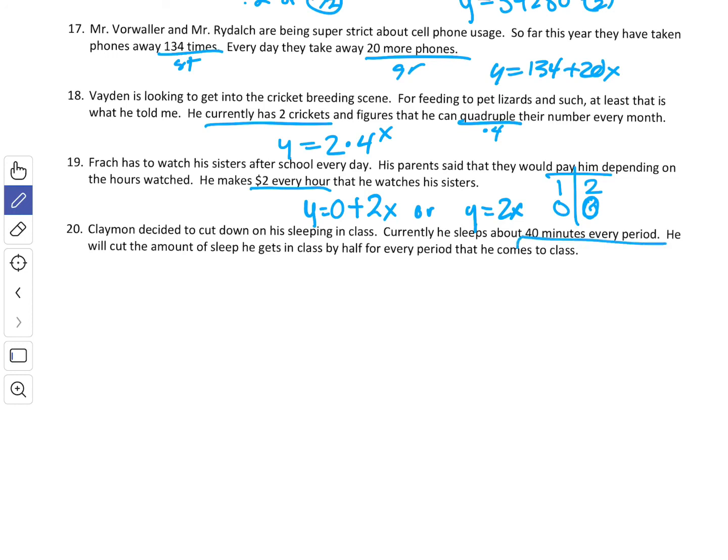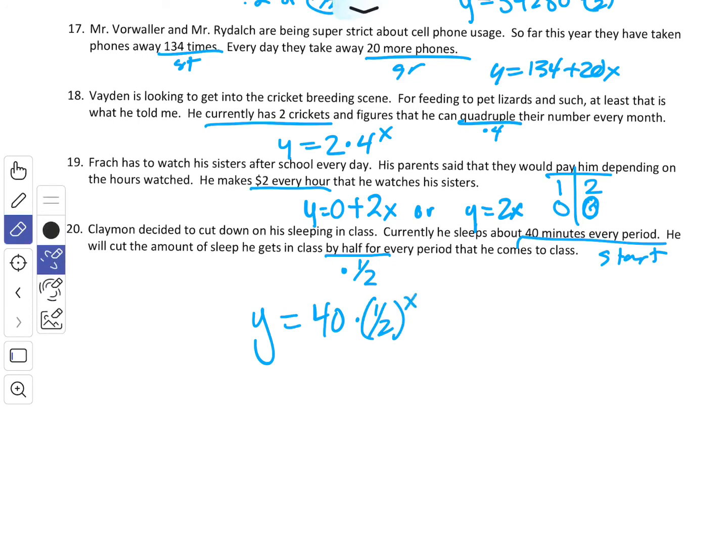And finally, Clayman decided to cut down on his sleeping in class. Currently, he sleeps about 40 minutes every period. So that's our start. He will cut the amount of sleep he gets in class by half. Again, timesing by a half for every period that he comes to class. So y equals 40 times 1/2 to the x.